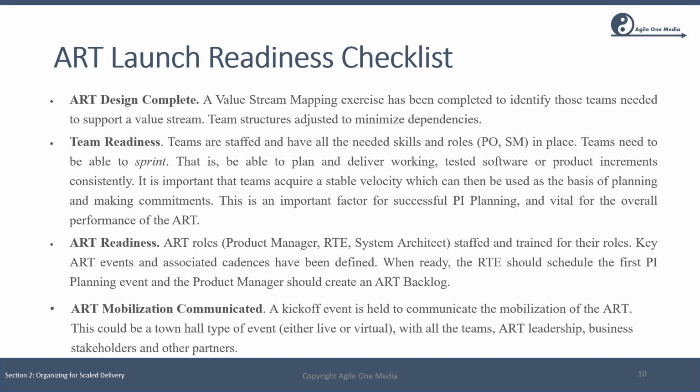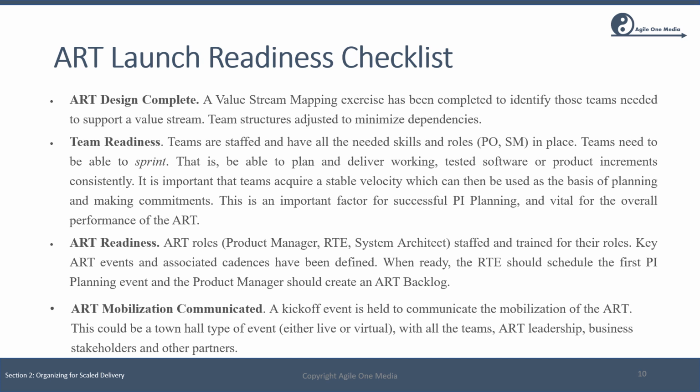Specifically, we have a product owner and Scrum Master, ideally in each team. Teams need to be able to sprint, that is, be able to plan and deliver working tested software or working product increments consistently. It is important that teams acquire a stable velocity, which means they can use that as the basis of planning and making commitments. So this is an important factor for PI planning and vital for the overall performance and predictability of the ART.